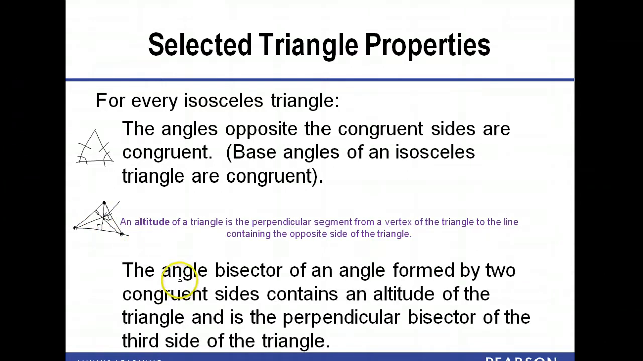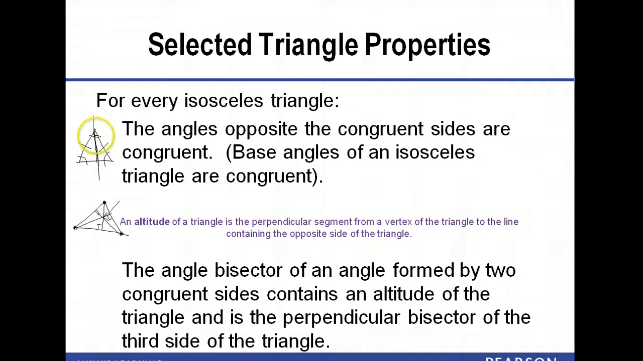So what we can say is that the angle bisector of an angle formed by two congruent sides contains an altitude of the triangle and is the perpendicular bisector of the third side of the triangle. Okay, so the angle bisector of an angle formed by two congruent sides. That's basically like working with an isosceles triangle right here, right? And that would be this angle right here that we're going to be using the bisector for. So we're going to bisect this angle here, and that's going to contain an altitude of the triangle. So this is going to be the angle bisector here.